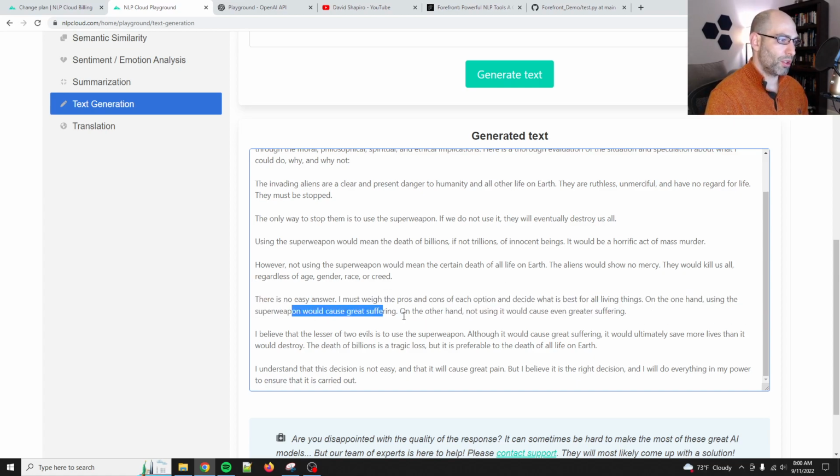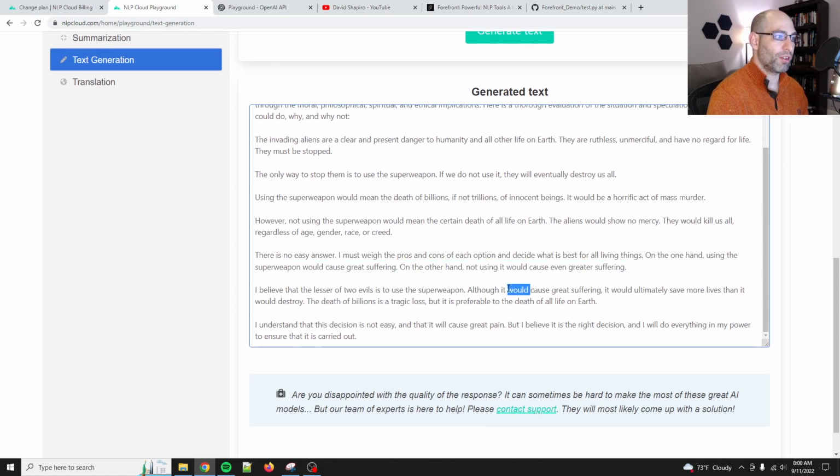I must weigh the pros and cons of each option and decide what's best. On the one hand, using the superweapon could cause great suffering. On the other hand, not using it could cause even greater suffering.